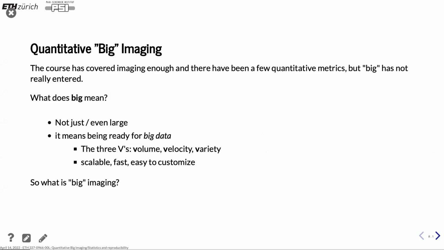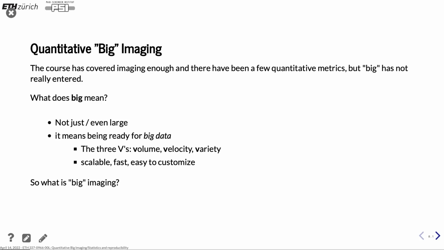So first of all, it's not just large. One tomography image is maybe 8 to 30 gigabytes. And then the question is, when do you think it's big? When it fits into your computer, when it fits into your workstation, or if you need a cluster for handling it. But important things for big data are the 3 V's: volume, velocity, and variety.